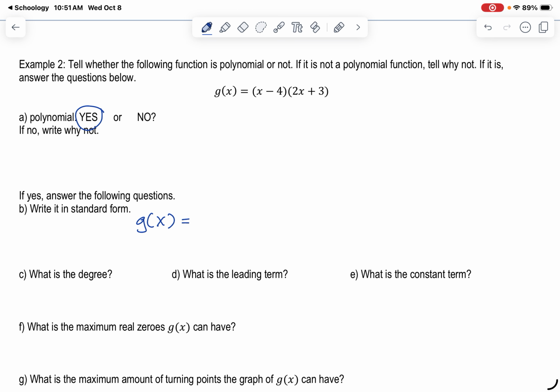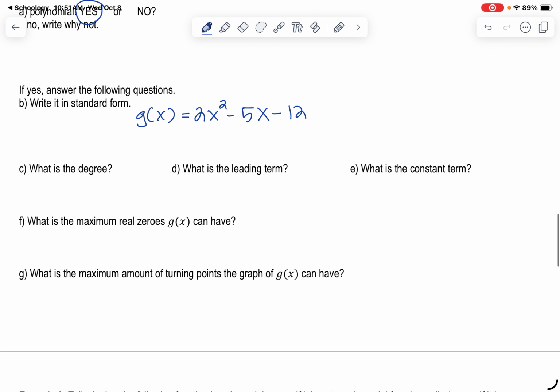G of x equals, and then multiply that out. The first 2 terms being multiplied give 2x squared. Outer is 3x and inner is negative 8x, so that's negative 5x. And then negative 4 times 3 is minus 12. So notice it is a quadratic, which is in standard form right there. It is a polynomial. The degree, the highest exponent, is 2. The leading term is 2x squared. The leading coefficient is 2. The constant term is negative 12.